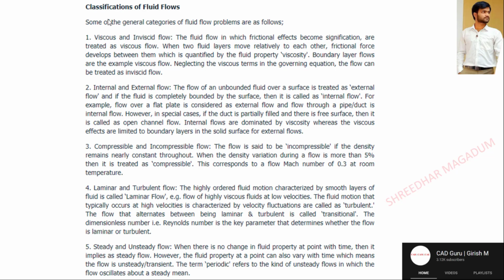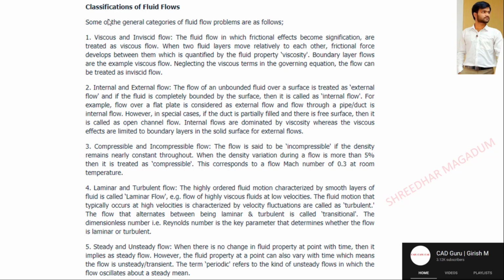Well, laminar and turbulent flows: what exactly it is and how we're going to cross check. A highly ordered flow motion characterized by smooth layers of fluid is called laminar flow. I hope you have seen the effects of flow on the airfoil. Depending upon the angle of attack, the flow will change from laminar to turbulent with a transition phase as well. For example, flow with highly viscous fluid at low velocities is laminar flow.